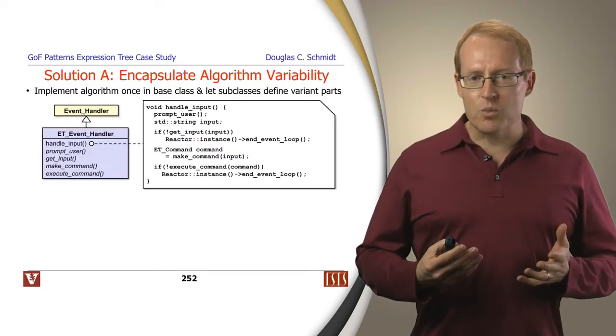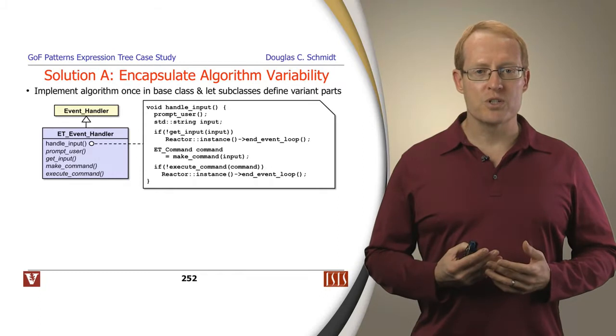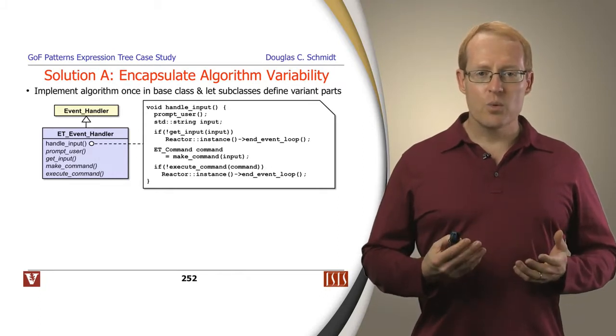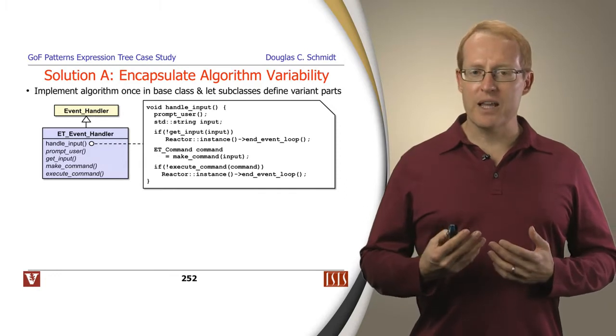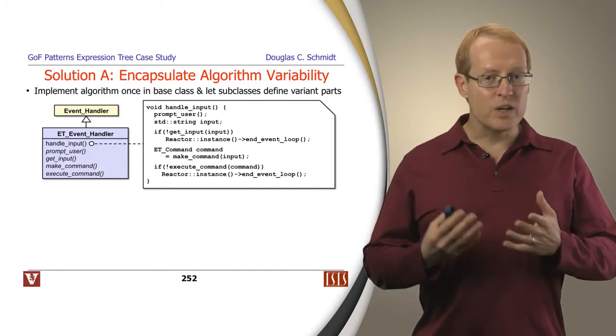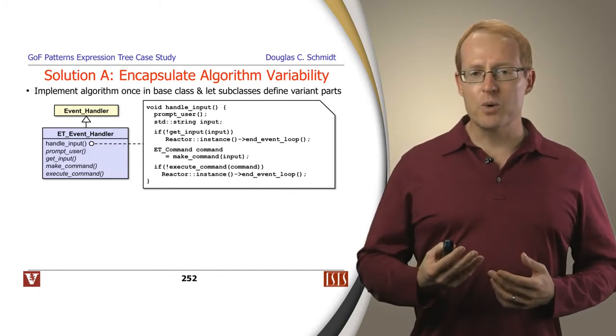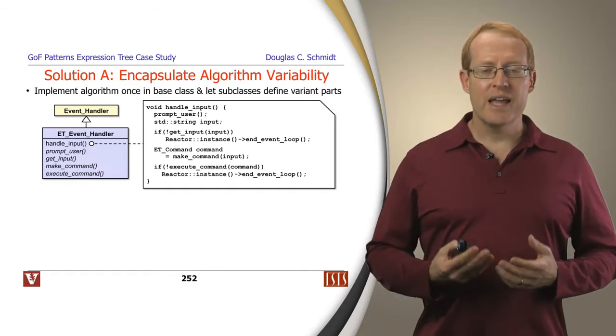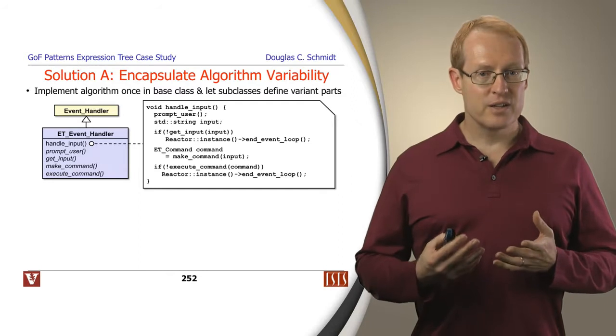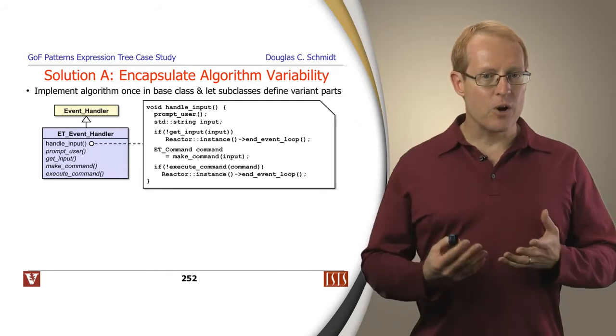So it's going to turn out we'll have two different solution approaches to evaluate, starting with the first one, and they both end up trying to encapsulate algorithm variability, but they do it in different ways. The first one will involve implementing the algorithm once in a base class and then letting subclasses derive variant parts.